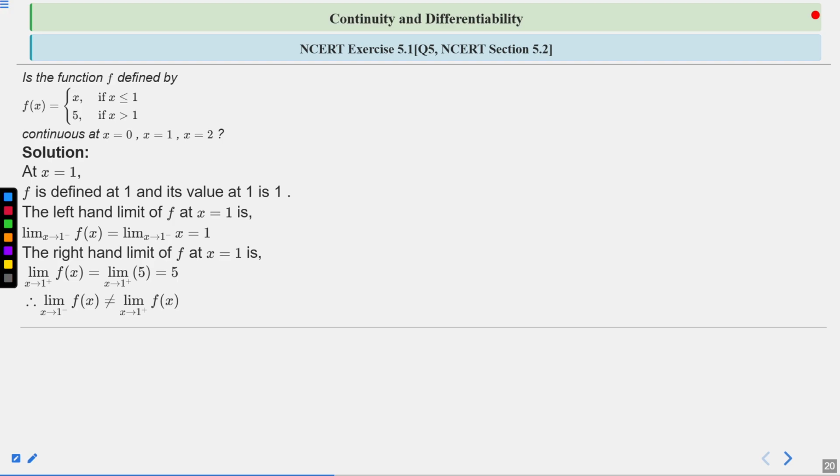Therefore, we can say here that the limit as x tends to 1 minus of f(x) is not equal to the limit as x tends to 1 plus of f(x).